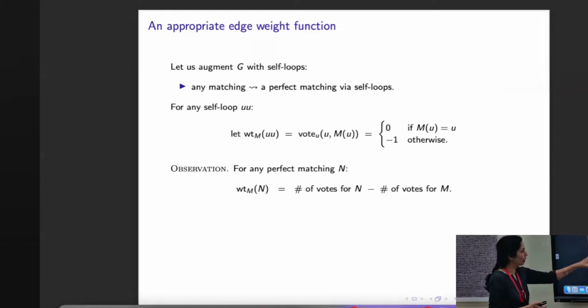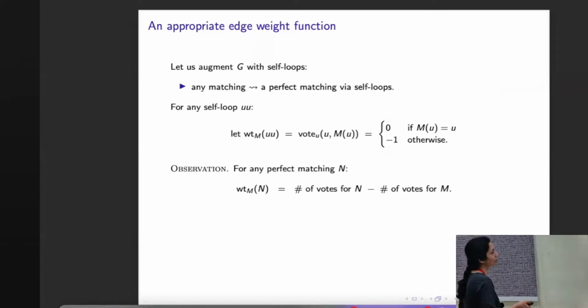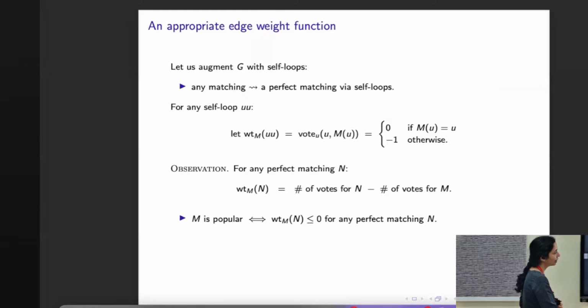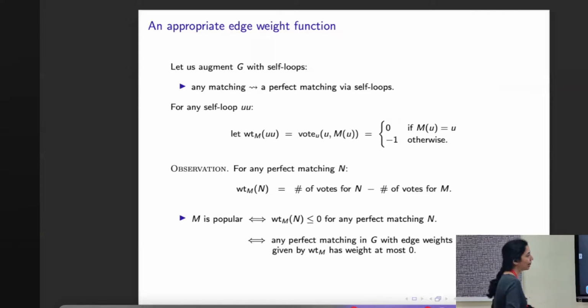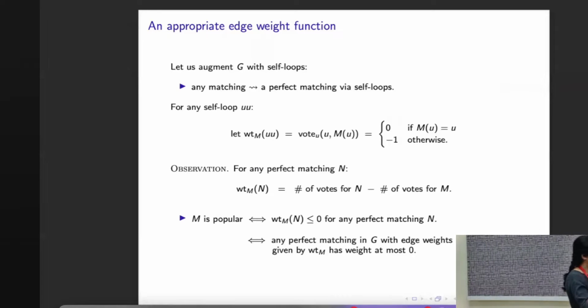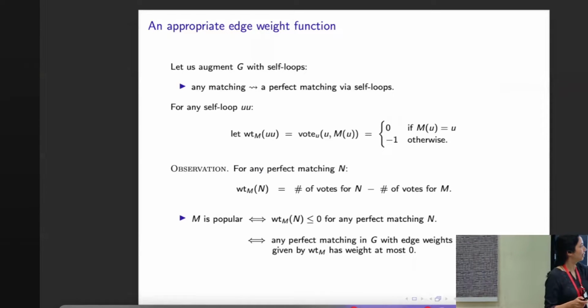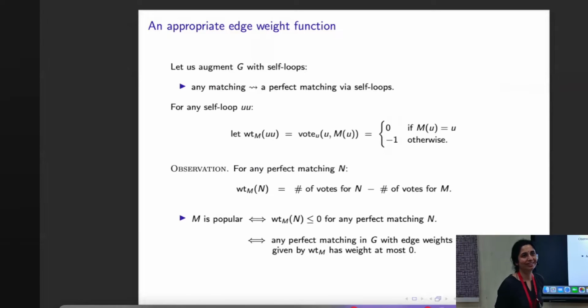So we have fixed one matching M here, and to know the results of all elections involving M as one candidate, it's in a way the same as asking: under this edge weight function, is it the case that any perfect matching has weight at most 0 or not? If there is even one perfect matching with positive weight, it means that matching wins this election against M.